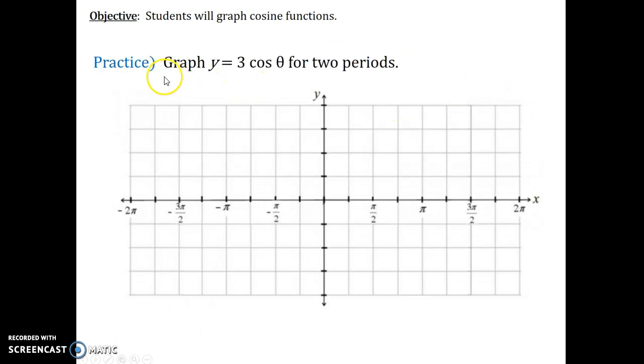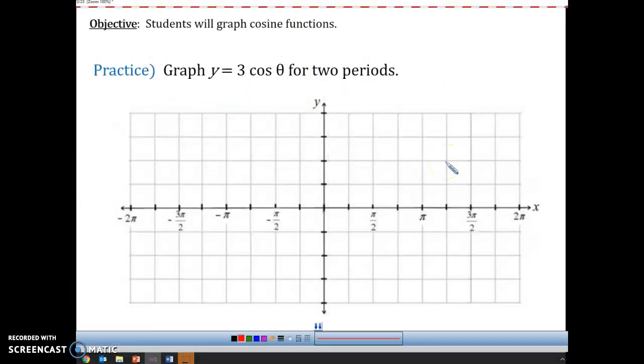So I would like you to practice. Here's the graph of y equals 3 cosine theta for 2 periods. You'll notice on your graph that you don't have y-axis values, so just go ahead and label them. You can label it however you want, but a standard 1, 2, 3 should be pretty good. So go ahead, graph y equals 3 cosine theta for 2 periods. Please pause the video. Try this on your own. When you're done, start the video, find the solution, and then you can double check your work.